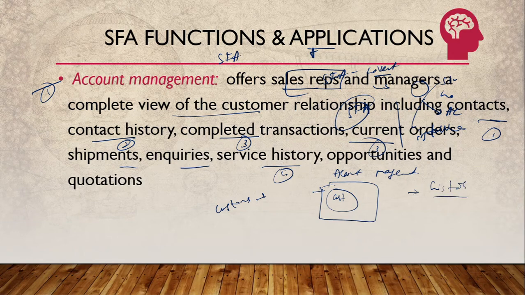as to what are the purchases that he has done, what is his contract history, if he has purchased any product, what is the shipment tracking and the service history, and what are the quotations you have given in the past. So the entire history is there. It's like Amazon only. If you go to your Amazon account, then all the details of your history, your orders, everything is there in that. So it's a kind of account management. Such capability is provided by the SFA function.